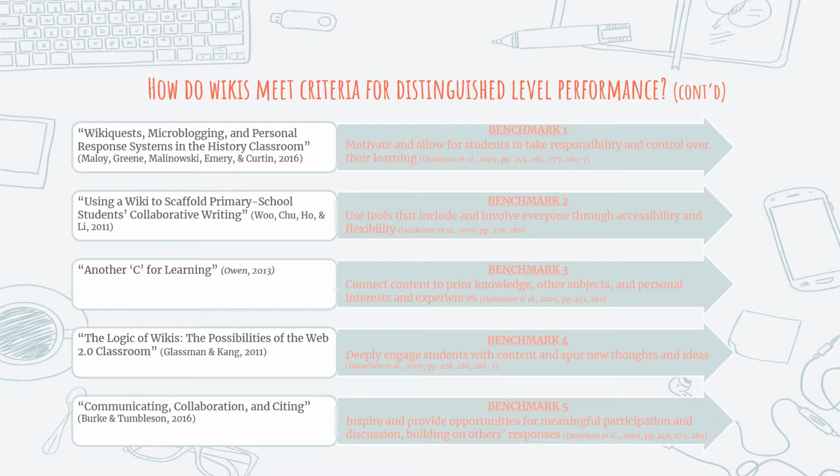For Benchmark 2, the article Using a Wiki to Scaffold Primary School Students' Collaborative Writing states that the technological component of wikis makes them a relevant instructional tool that gives students more opportunities for participation, opening up access to all students. For Benchmark 3, the article Another C for Learning states that the functionality of wikis allows students to take new information and create the necessary pathways to prior knowledge. Making these connections is scientifically proven as the best way to learn.